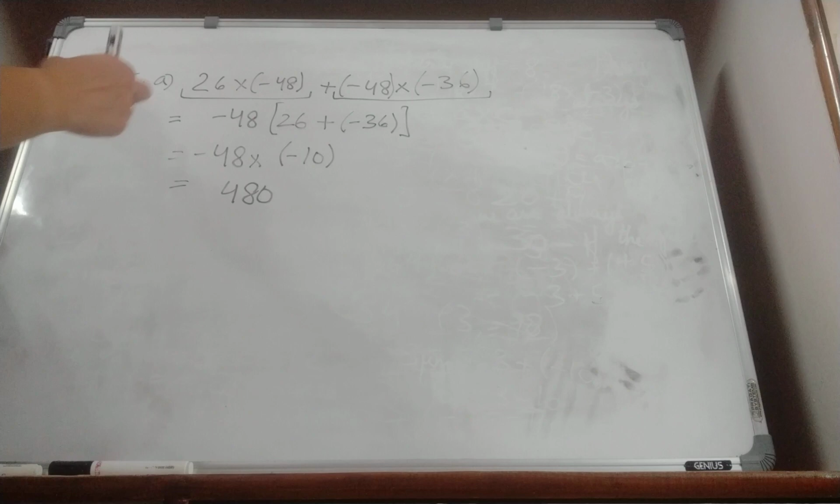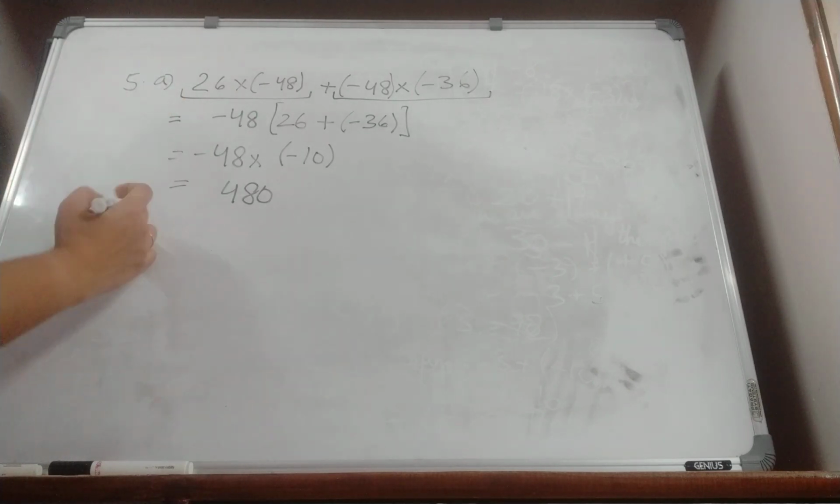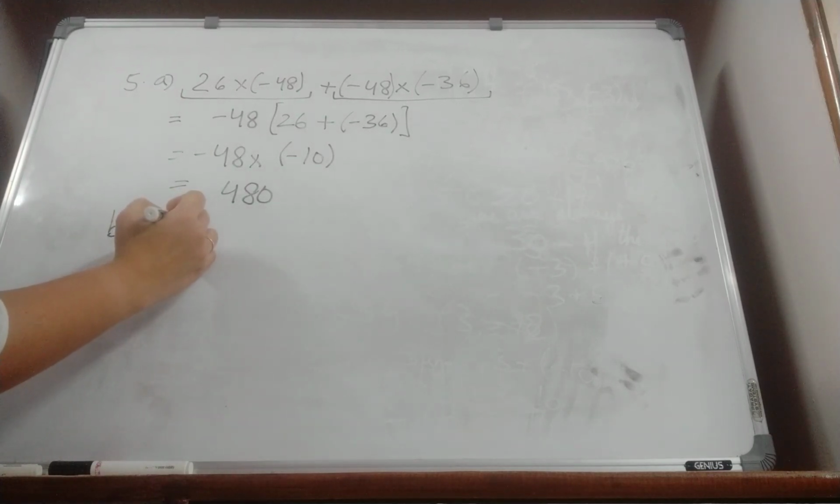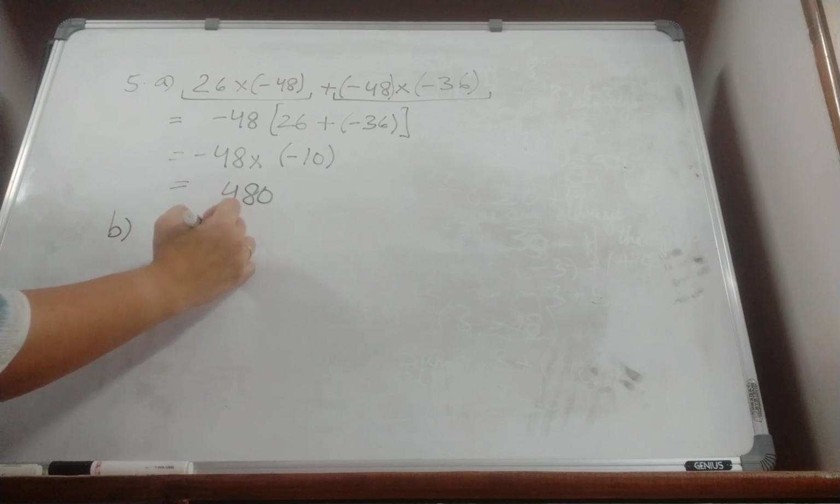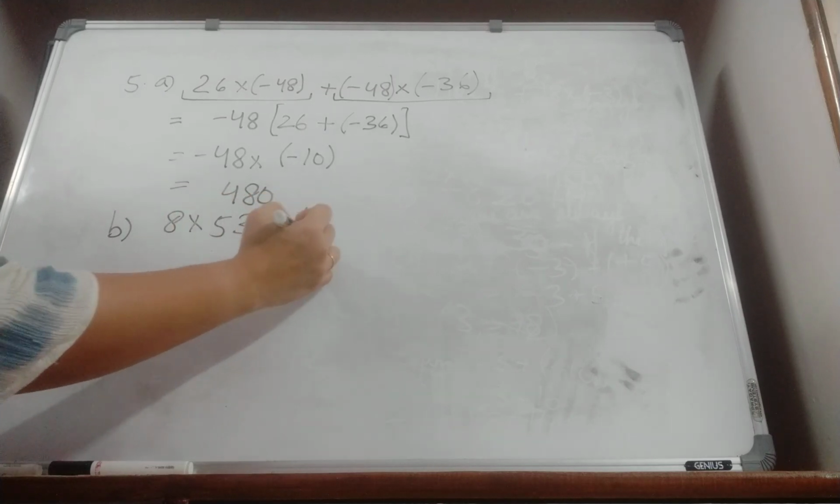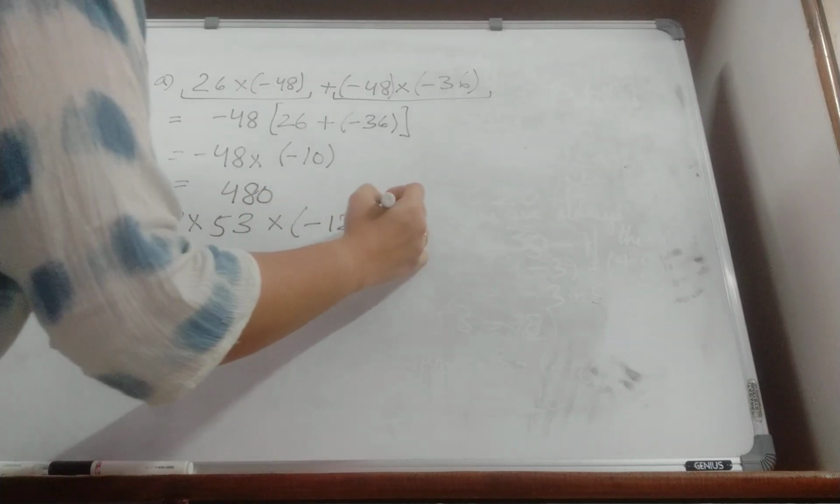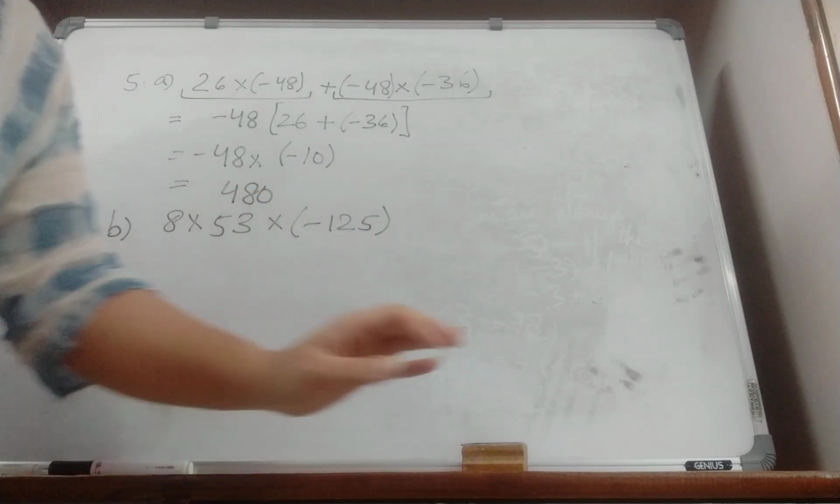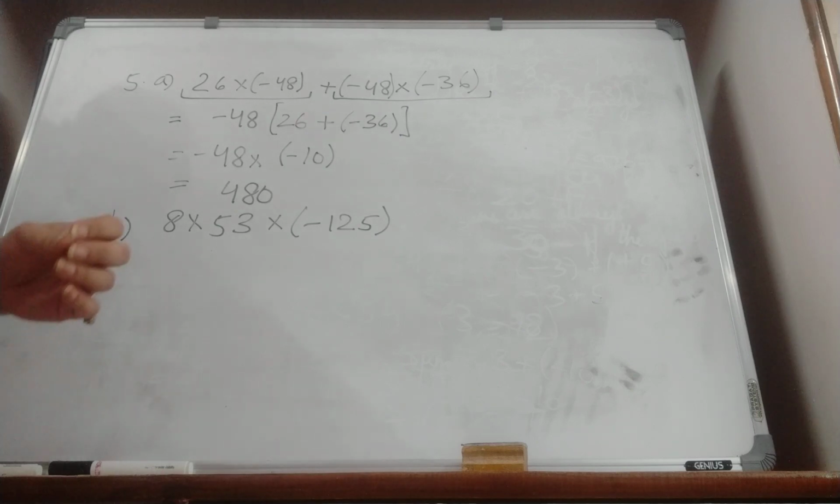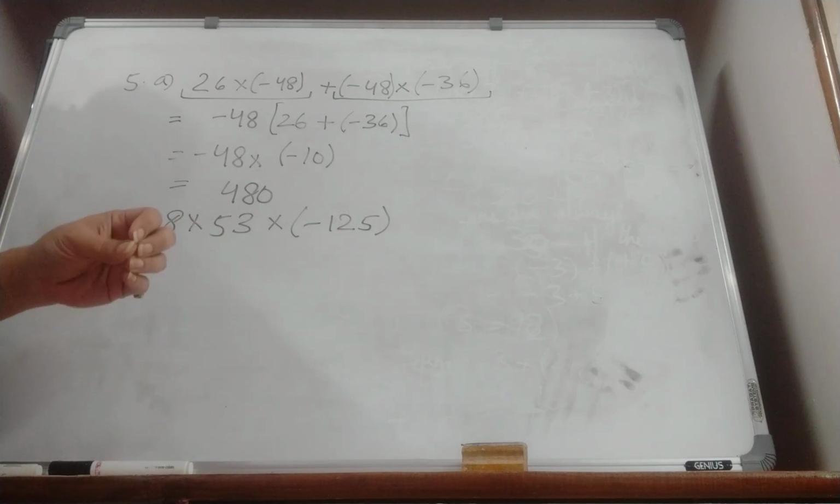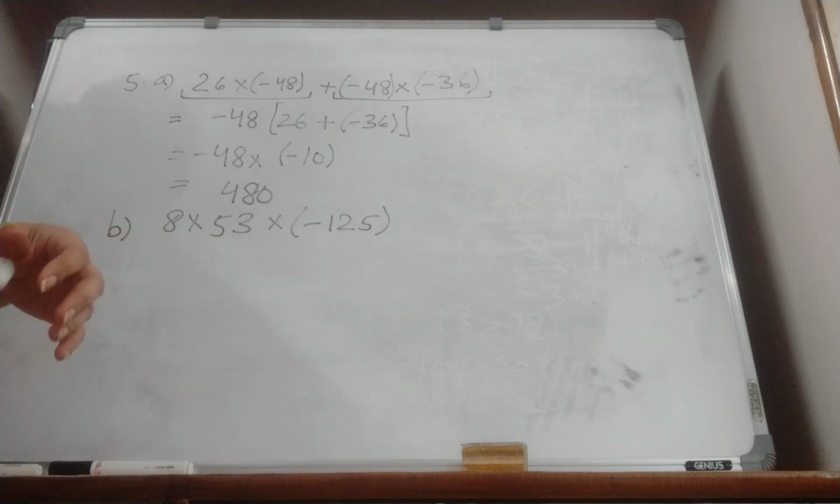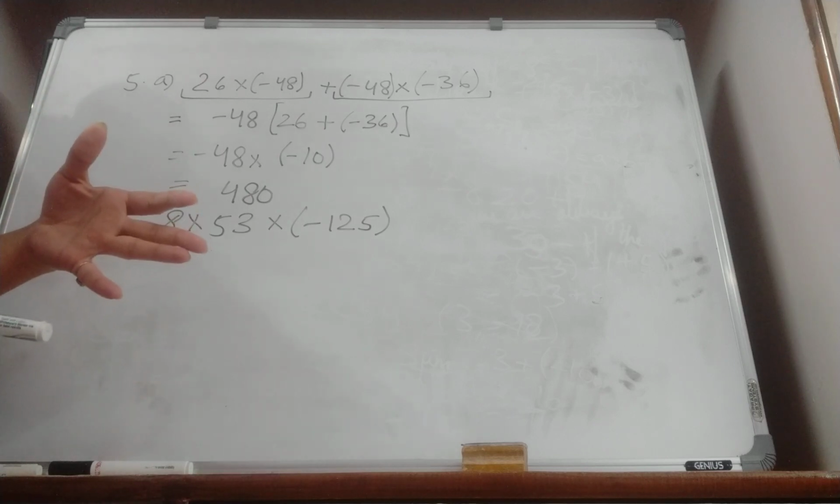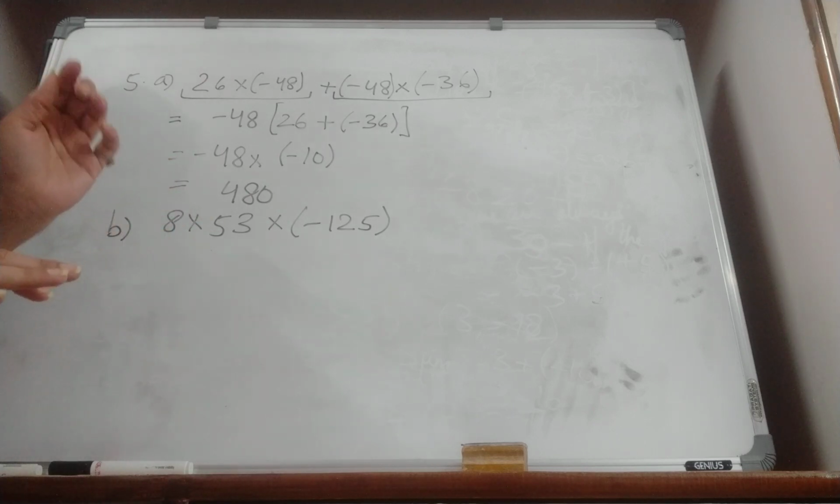Now we come to the B part. Let me do B here and then I'll rub. 8 into 53 into minus 125. Now see, you will not be given that you have to use distributive property or you have to use any particular property. They have just said using properties. For me, even if you do not say using properties, I'll always look for easing out my work.